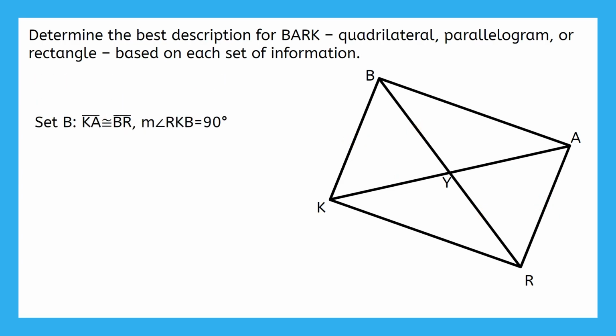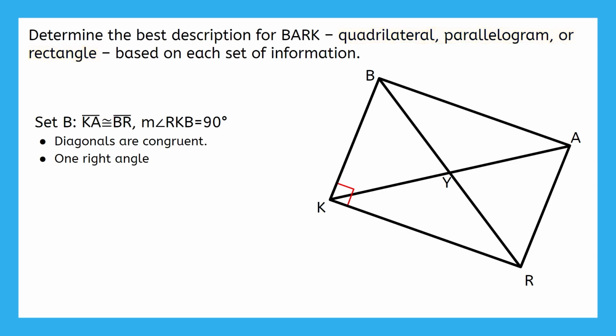Set B says KA is congruent to BR, and the measure of angle RKB is 90 degrees. How could you summarize this information? Since KA and RB are my diagonals, that would mean that I have congruent diagonals. Angle RKB is here in the bottom left, and I've marked it with a square since it's a right angle. I can summarize this by saying I have one right angle. So I know my options here are quadrilateral, parallelogram, or rectangle.